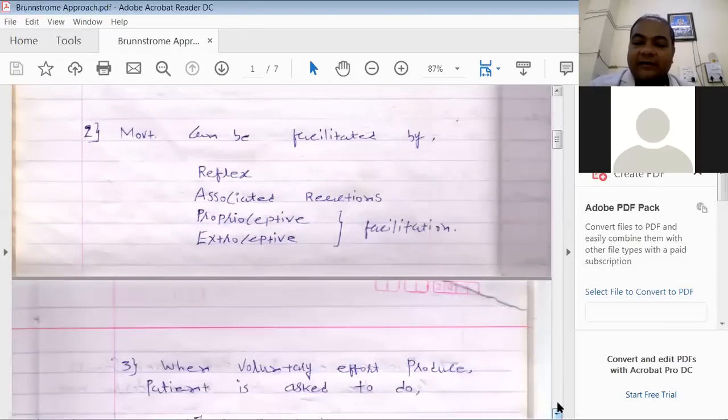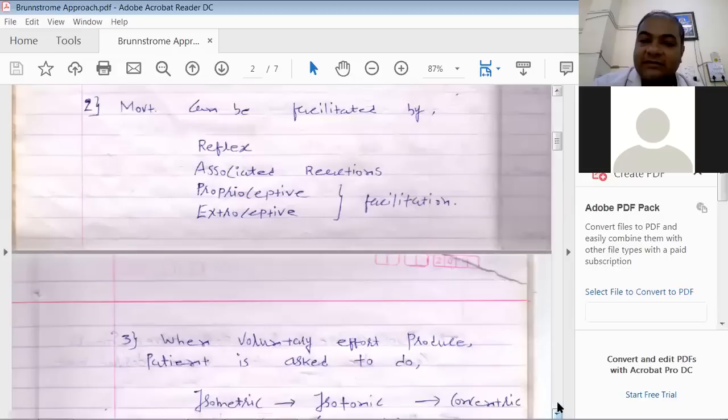This is a pattern. Second point is the movement. How can it be facilitated? Movement can be facilitated either by using the reflexes, or the associated reactions that I also told you about, or by using proprioceptive or exteroceptive facilitations. We can use any of these four things to facilitate the movements. In the initial stage, you know, there will be less tone, a decrease in tone.